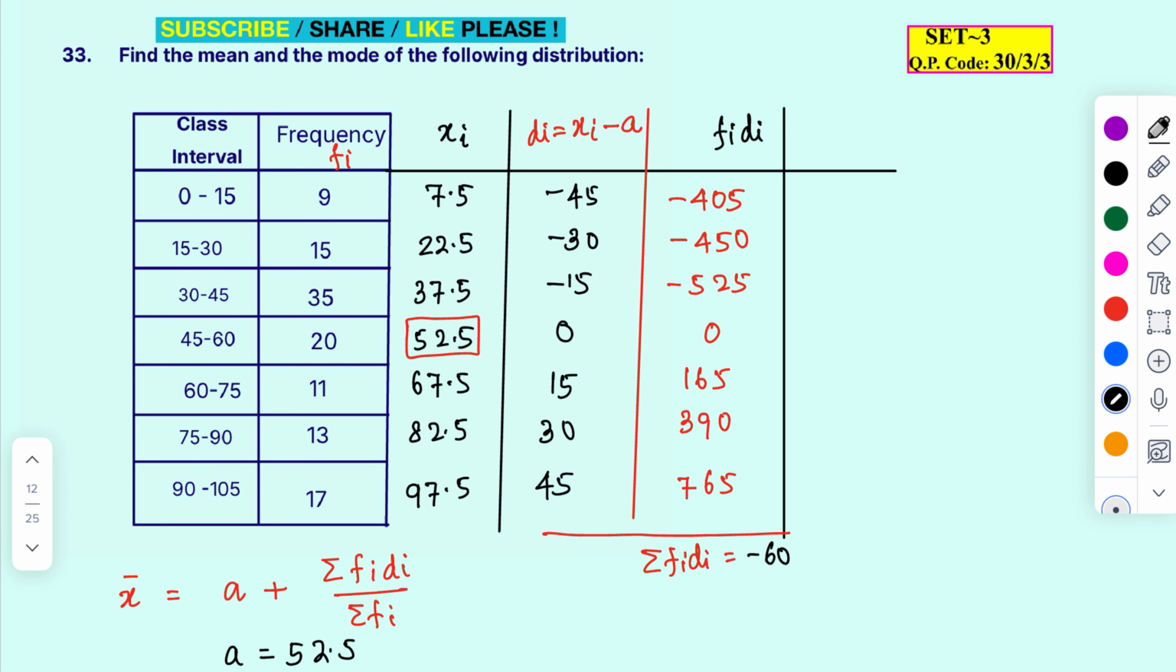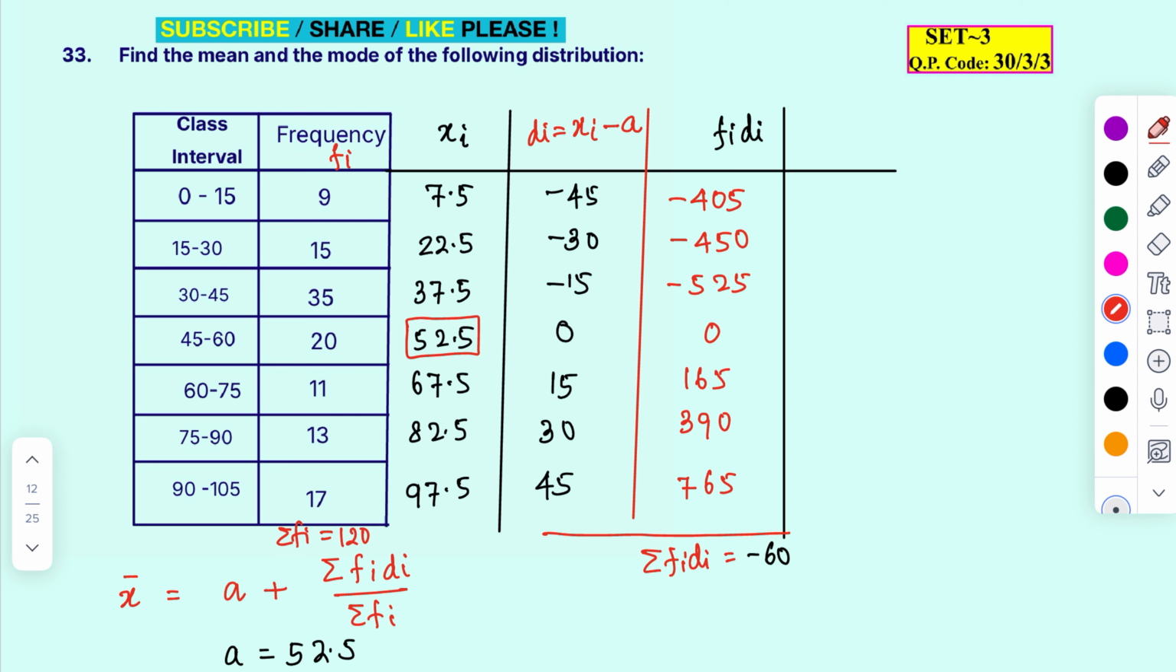And sum of Fi, if you write it now: 24, 59, 79, 79 plus 11, 90, 30, 120.